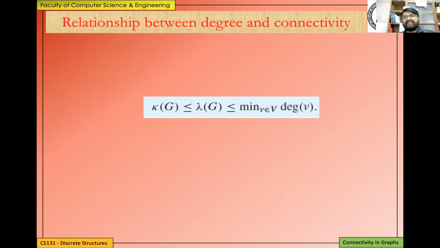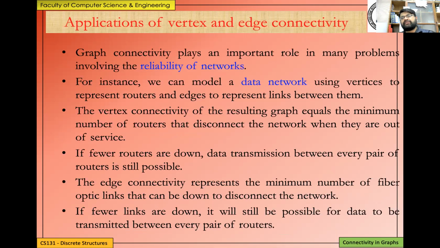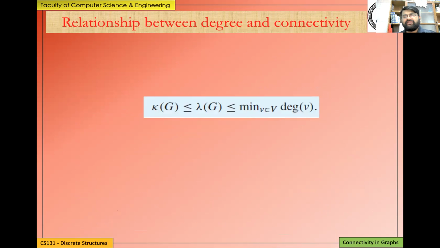So what is the relationship between degree and connectivity? And this is very interesting. The relationship between the degree of a graph and the connectivity of a graph is very simple. The vertex connectivity will always be less than or equal to the edge connectivity, and this will always be less than or equal to the minimum degree of the vertices. So the vertex with the minimum degree gives the maximum number of possible edge cuts that you might need to make. It is bounded by that, and it may even be less, but it cannot be more than this particular bound.